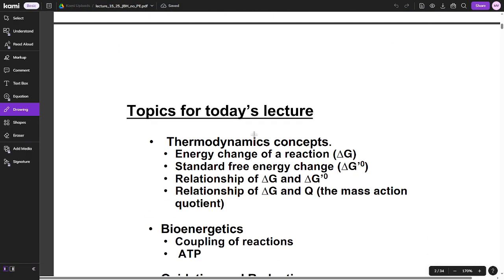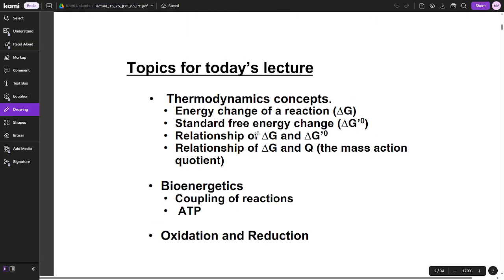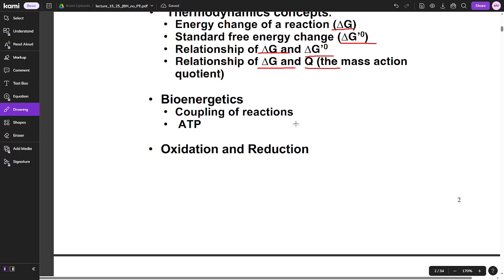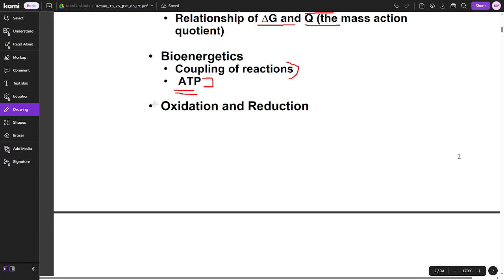This one might be a little bit longer than usual, but hopefully I can go through what's important and what's not important, but we'll see. They covered delta G, standard free energy, delta G naught, the relationship between the two, delta G and Q, coupling, and ATP. Hopefully ATP is relatively familiar to people right now. And then auto oxidation and reduction, which are two interesting concepts.